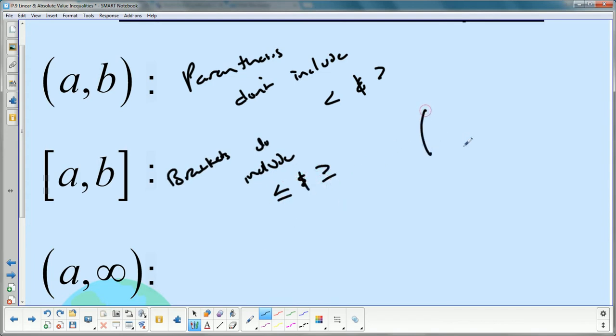We could have a parenthesis 3 and then bracket 6. This would mean that solutions are all values of x that are less than or equal to 6, and we say less than or equal to because of the bracket, and also greater than 3. So if our inequality had a solution like this, we could write it in interval notation like this. And changing these symbols would just change the parentheses and the brackets appropriately.